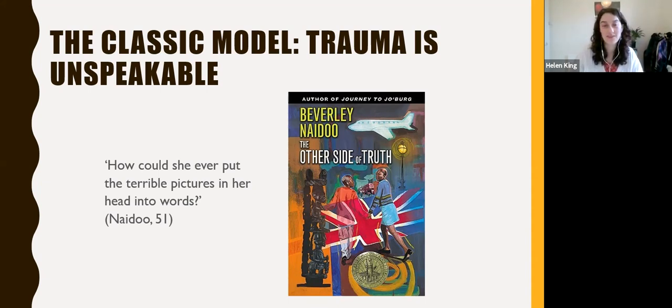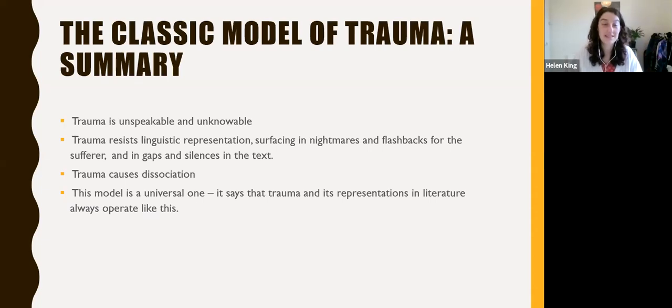in language. So to summarize all of this, the classic model of trauma says that trauma is unspeakable and unknowable. It says that trauma resists linguistic representation, but surfaces in nightmares and flashbacks for the sufferer, and in gaps and silences and disruptions in literary texts. It says that trauma causes dissociation, and it says crucially that this model is universal. This model says that trauma and its representations in literature always operate like this.